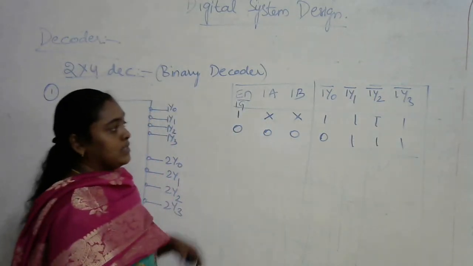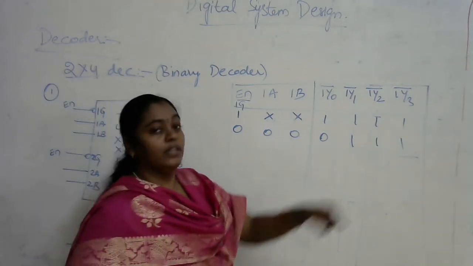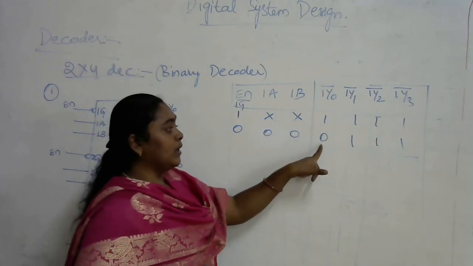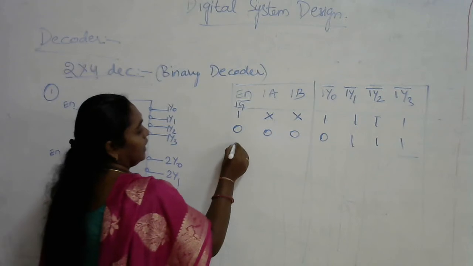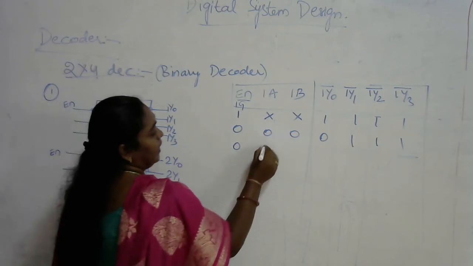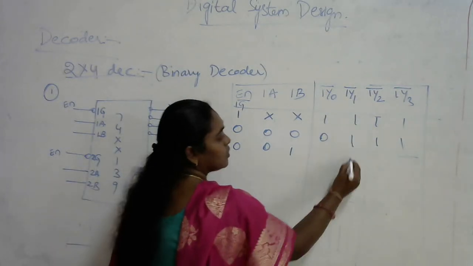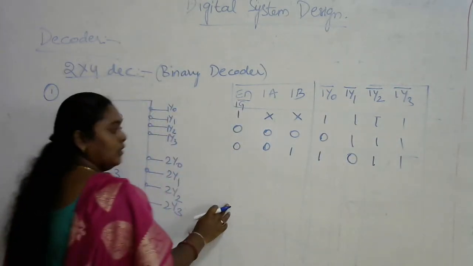In the previous case, if it is active high, the output is only 1 and all the remaining are zeros. As it is active low, only the corresponding output is 0, and the remaining are equivalent to 1. Similarly, when enable is 0 and A and B values are 0, 1, that is 0, 1 equivalent to Y1. So, Y1 will be 0 and all the remaining will be equivalent to 1.